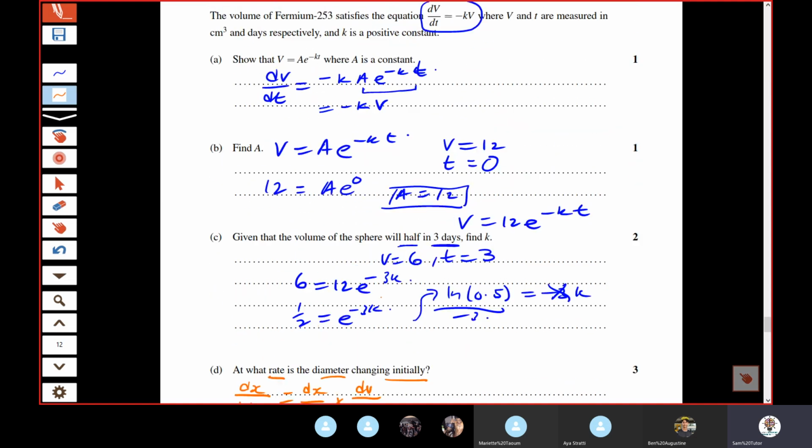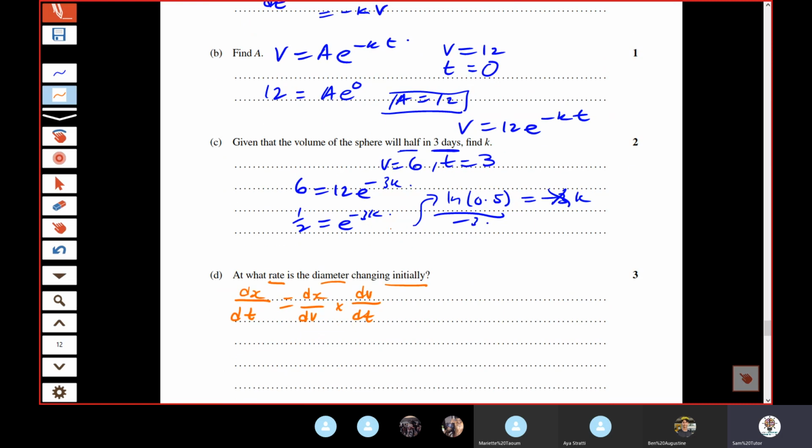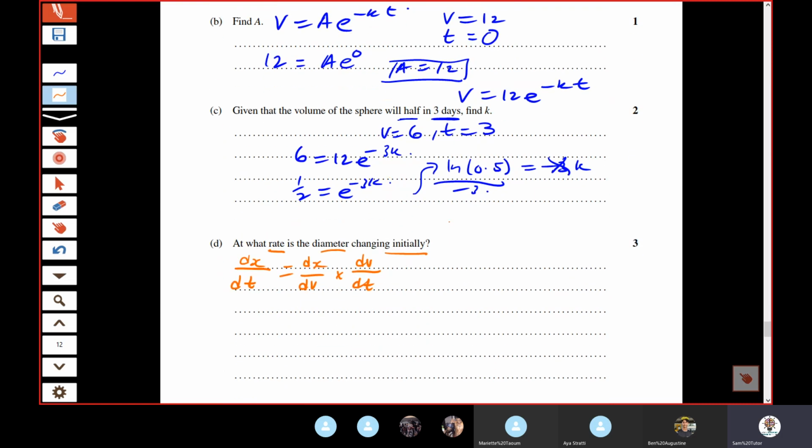dV/dt, we already know dV/dt is negative kV. So let's go here. dV/dt is equal to negative kV. And it's saying initially, which we can work out in a second, and we already have k, so we can work this out. This is not a problem. We need dx/dV.